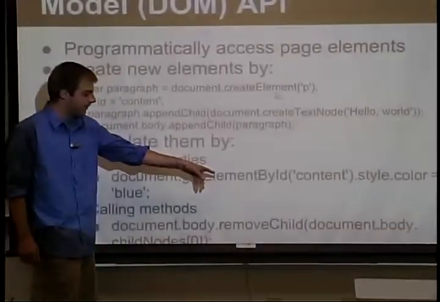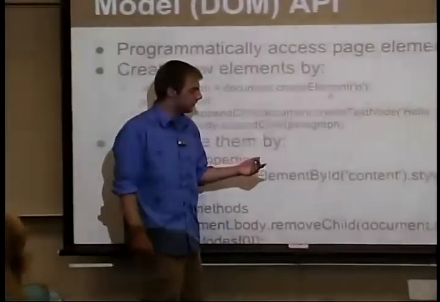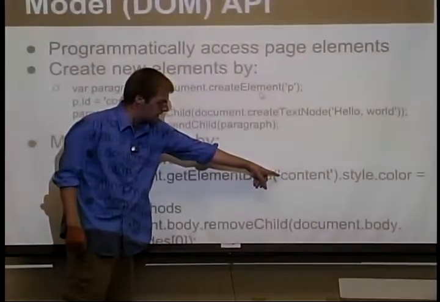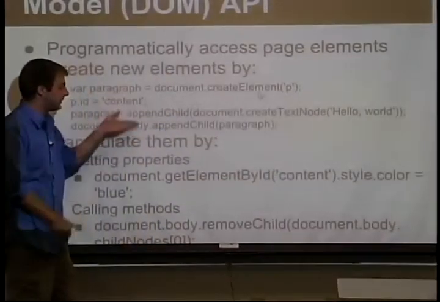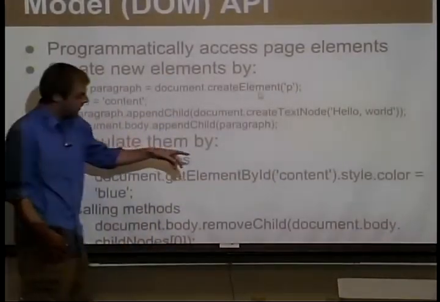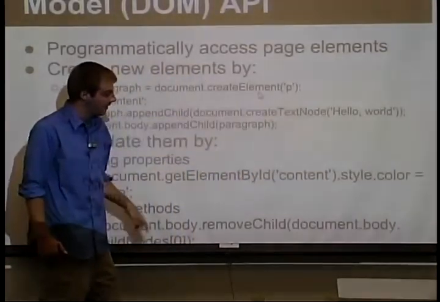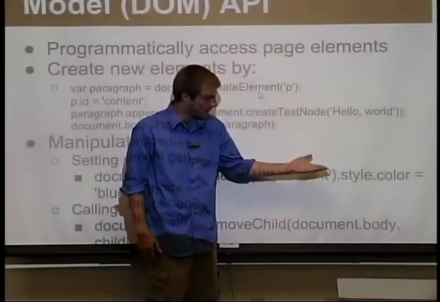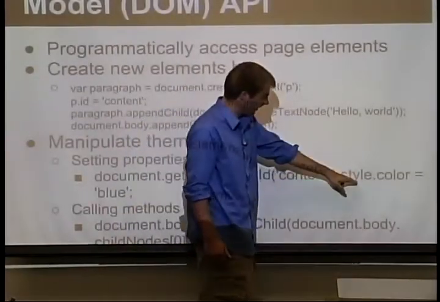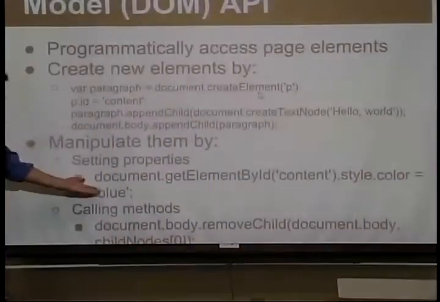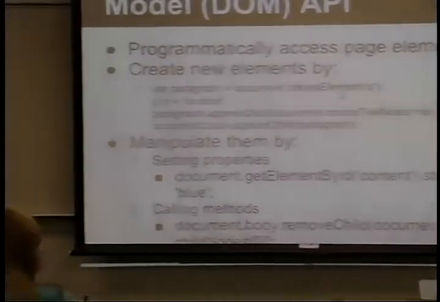So getElementById. That's going to get us a reference to the element of our choice. We're going to do the one that has the ID of content. So if I were to have run this code before running this one, this part would return the paragraph tag that we created up here with hello world inside. If I want to change the CSS properties of it, I'll say .style.color, and I'll set it to blue, and that'll actually change the font color on the page. That's an example of just setting the properties on this object. The browser picks up on those, and it renders your changes.